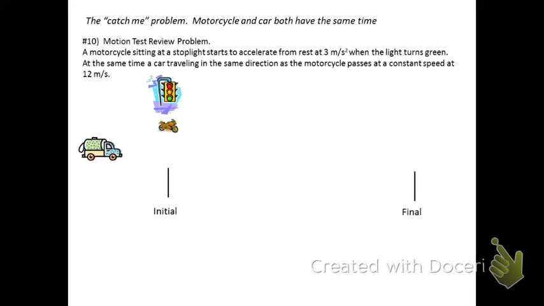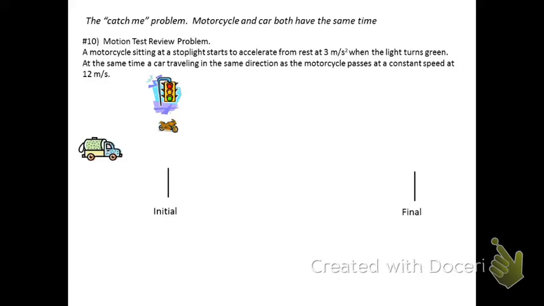I'm here to help you on problem number 10 of our test review problem set for our test coming up on one-dimensional motion. This problem here is what I call a typical catch-me problem. What I have here is a truck moving along at constant velocity, and a motorcycle that has initial velocity 0. It's at rest.